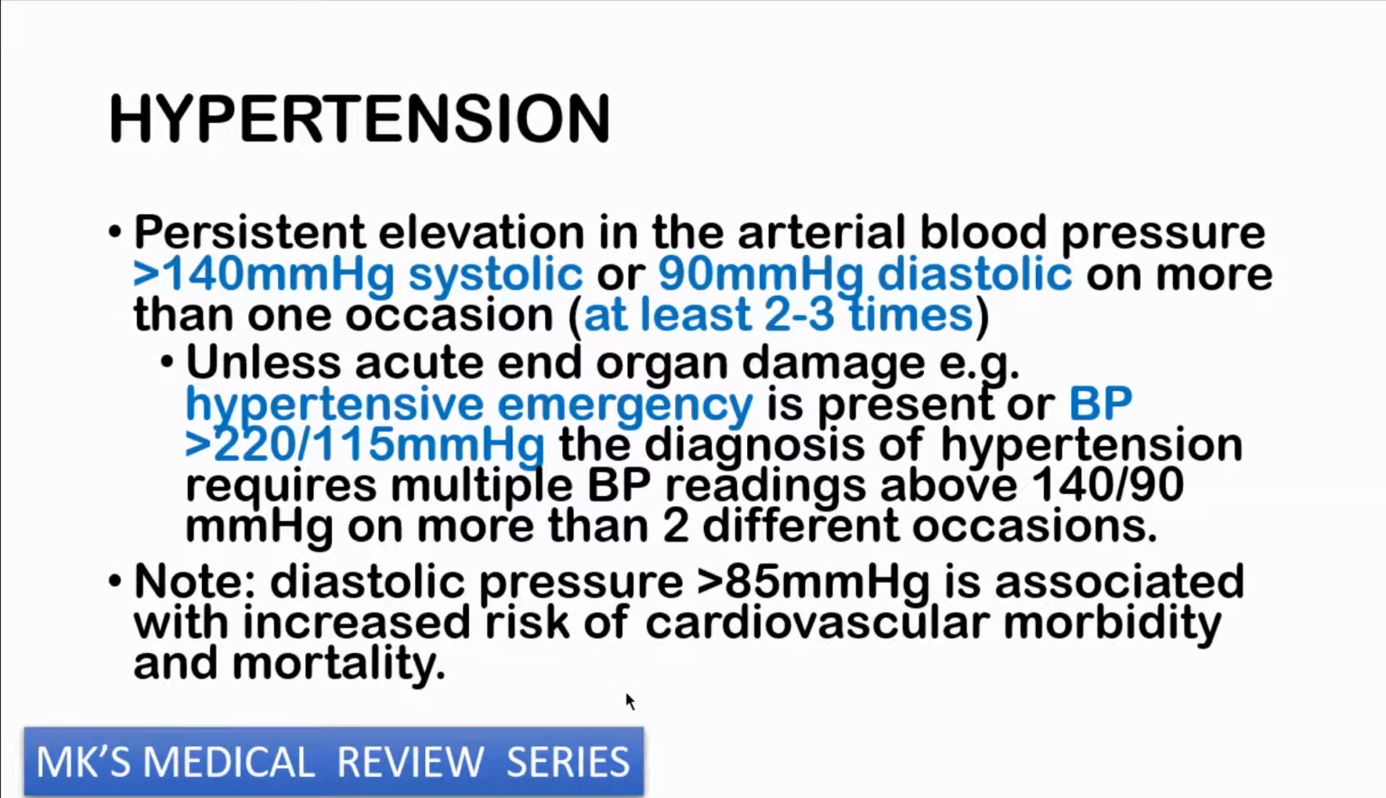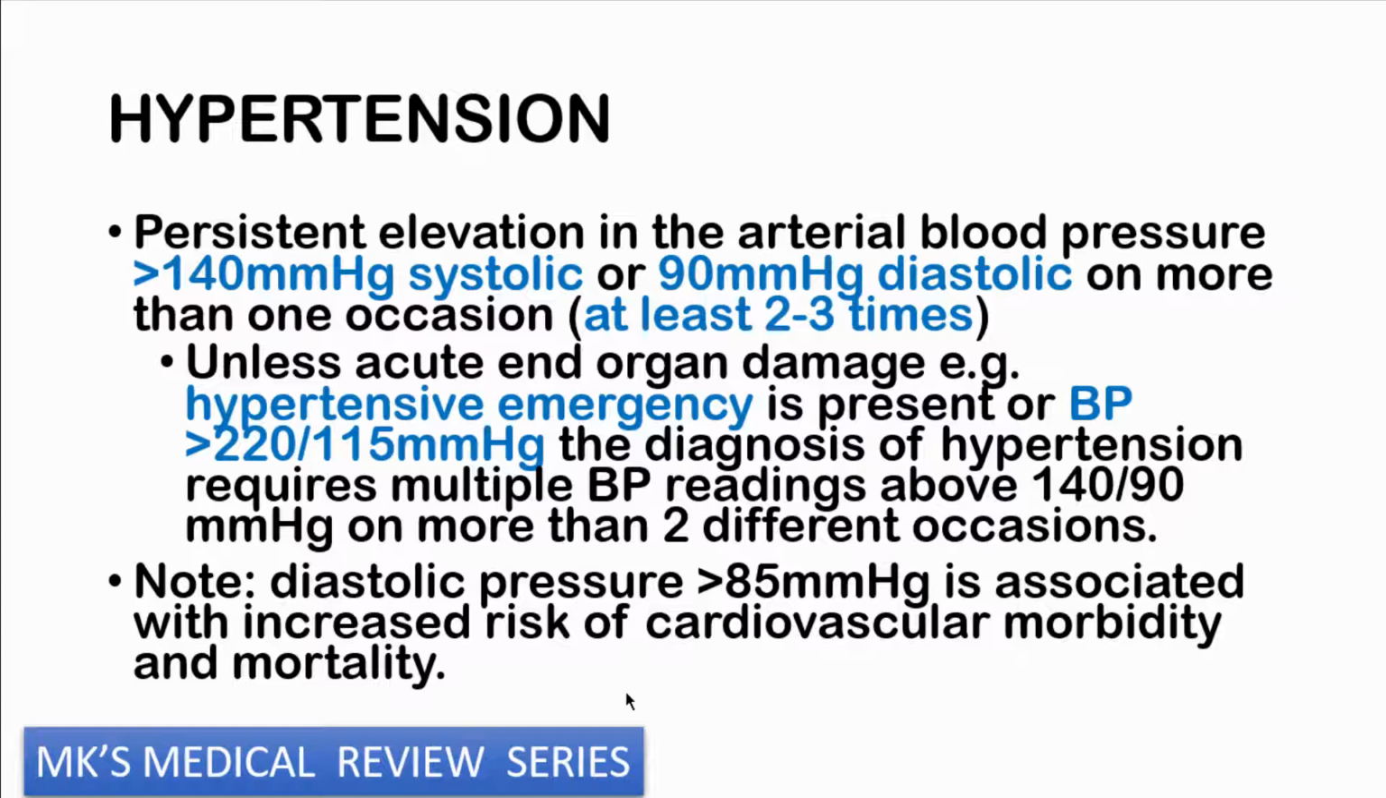So back to hypertension. Remember that hypertension is simply a persistent elevation in arterial blood pressure. And remember, we're talking about systemic hypertension. We're not focusing on pulmonary hypertension. So what does this persistent elevation mean? If someone has a systolic blood pressure that is greater than 140 millimeters of mercury, or a diastolic blood pressure that is greater than 90 millimeters of mercury on more than one occasion, that's the catchword. Persistent elevation, and it should be on more than one occasion. So it should be 2 or 3 times that are separate.